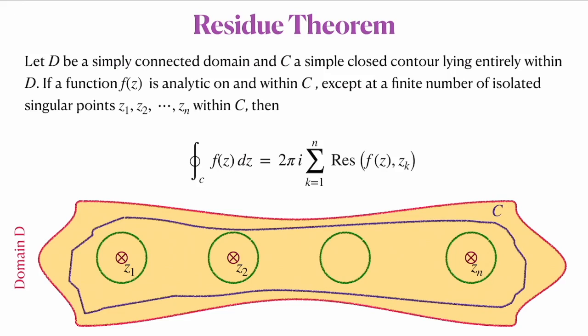Let's quickly remind ourselves of the residue theorem. If you have a complex contour integral of f of z dz, and if the function has a finite number of isolated singularities within the contour, then the contour integral is given as 2 pi i times the sum of all residues inside the contour. So it's simple and straightforward to use.